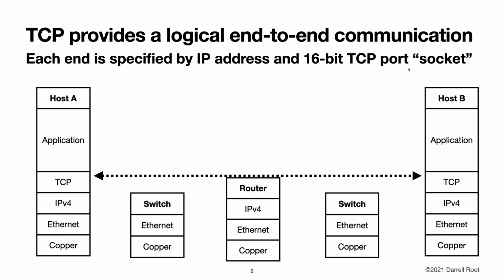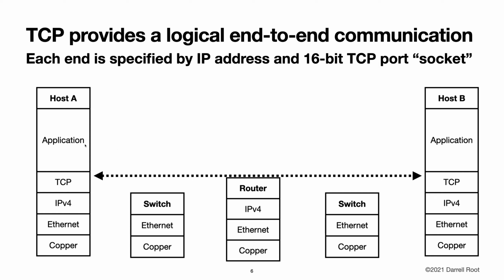Combined, that specifies a socket. So here we have host A, and it's running an application. The application is using TCP. The TCP is using IP version 4 to communicate. IP version 4 on this host is talking out an Ethernet port, which is using copper. And the application needs to get data to the remote application.